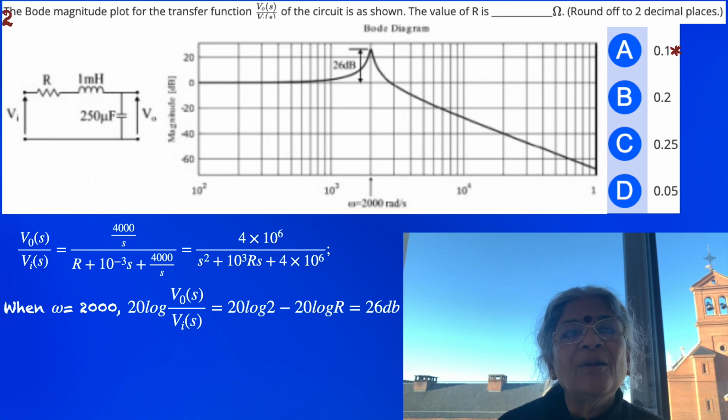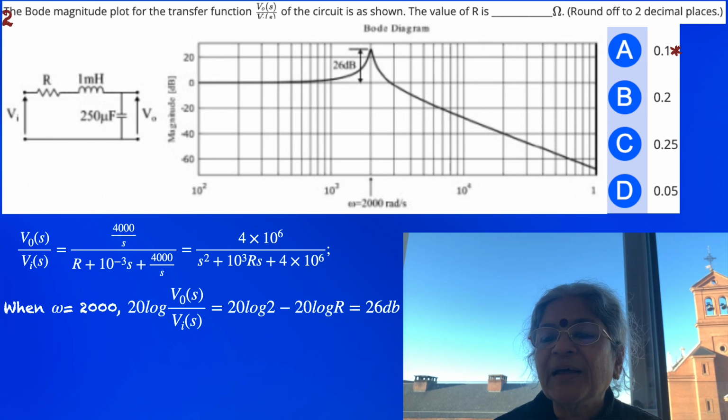What does it mean? Log R is equal to minus 1. And when you have R equal to 10, log 10 is equal to 1, log 1 is equal to 0, and log 0.1 is equal to minus 1. Okay, so we see that R is equal to 0.1, and from the answers it's very clear that A is going to be the correct option.